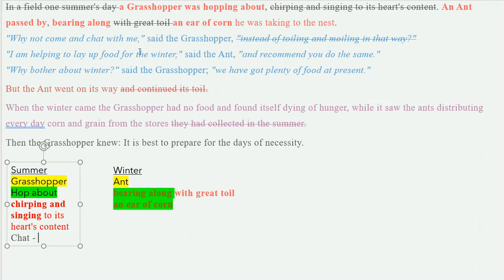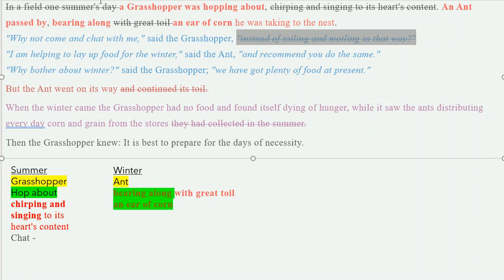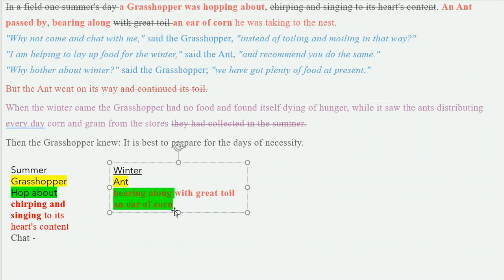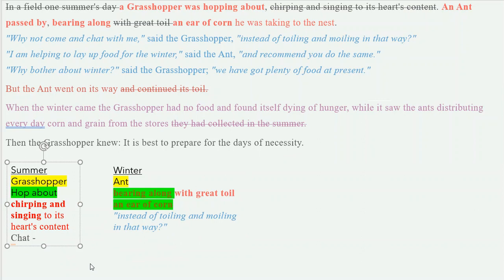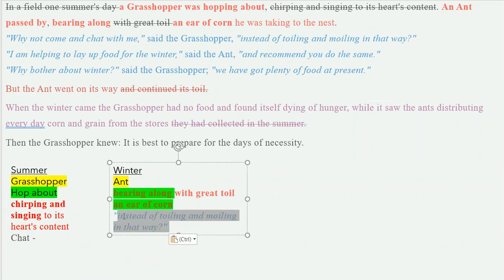But what does the ant do? Look at this. We've crossed it out, but look what it says. See why these words were important? Because the grasshopper wanted to chat. But this chatting is now contrasted with toiling and moiling, right? It's a phrase in English to reflect how hard one works.